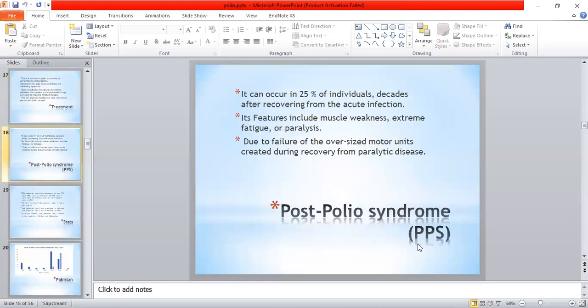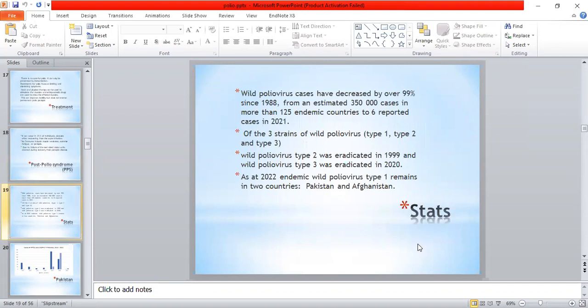Post-polio syndrome can occur in 25% of individuals decades after recovering from the acute infection, and its features include muscle weakness, extreme fatigue, or paralysis due to failure of oversized motor units created during recovery from paralytic disease. Stats: wild poliovirus cases have decreased by over 99% since 1988, from an estimated 350,000 cases in more than 125 endemic countries to 6 reported cases in 2021.